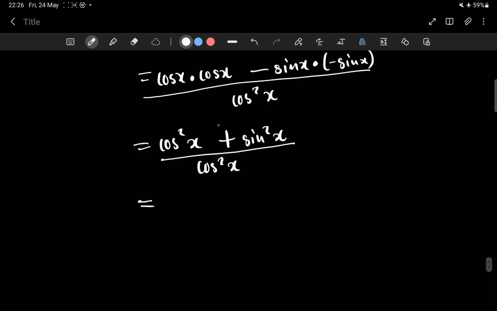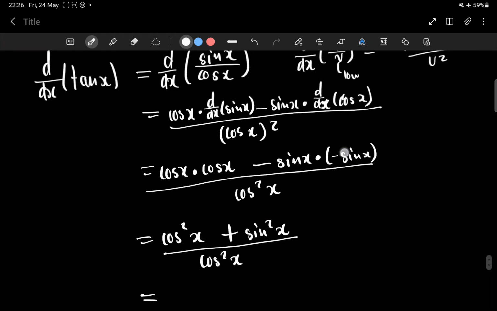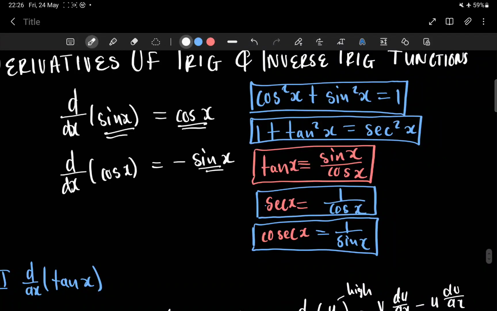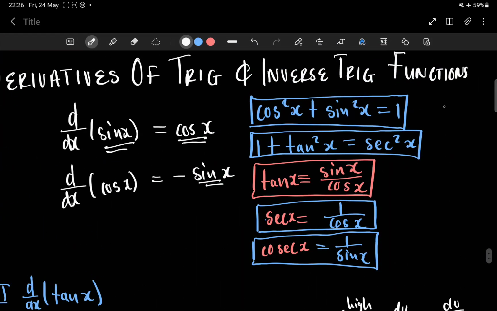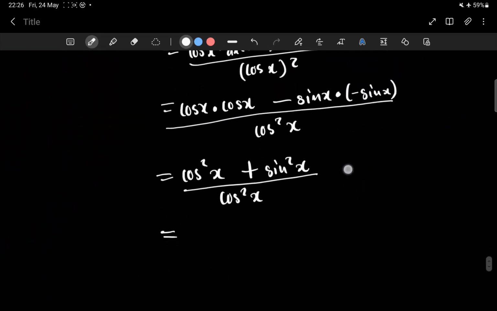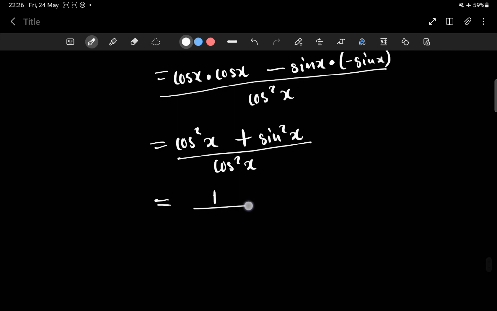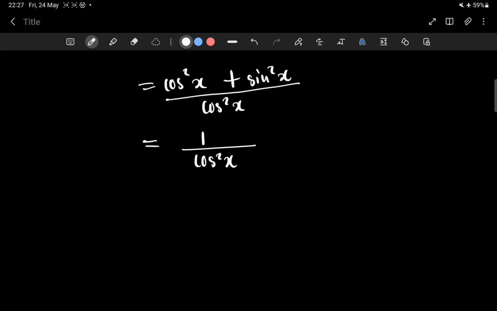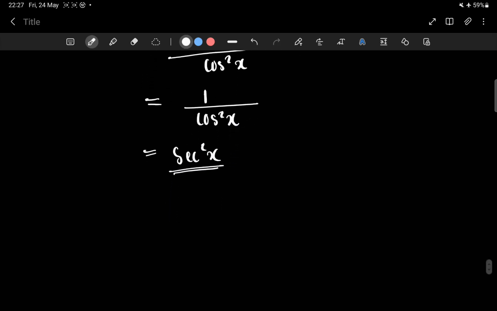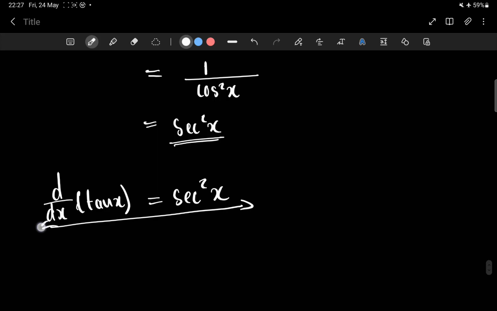This is going to be equal to cos squared x plus sine squared x. Do you remember the identity? Cos squared plus sine squared is equal to 1. Can you see this identity right here? That's the one we're going to use. So cos squared x plus sine squared x, we can remove it and put 1. So it'll be 1 over cos squared x. And what is 1 over cos? 1 over cos is sec. 1 over cos squared is sec squared x. That is it. So here we have our final solution, the one which we wanted: d dx of tan x is equal to sec squared x. And this is the third solution which we need.